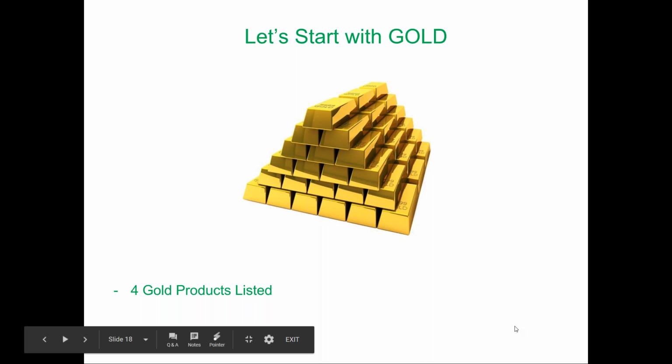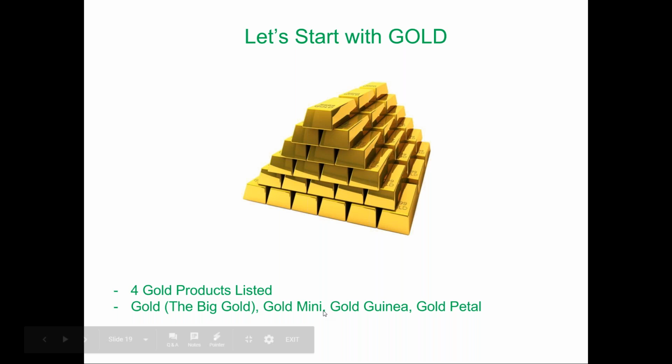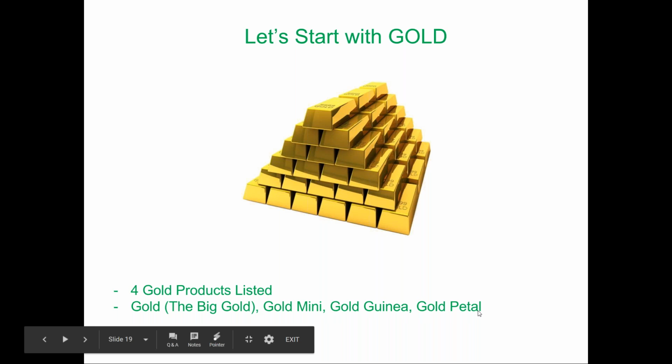Now, there's actually 4 different types of gold products listed on MCX. So you have gold, and this is also sometimes called the big gold, okay? Then you have gold mini, then you have gold guinea, and then you have gold petal, okay? And you can probably guess what gold petal is. It's a very, very small increment of gold, basically, right? Because what happens is if you want to trade big gold, you have to actually put up a lot of margin. So if you want to trade something in very small increments, you can actually trade gold petal.